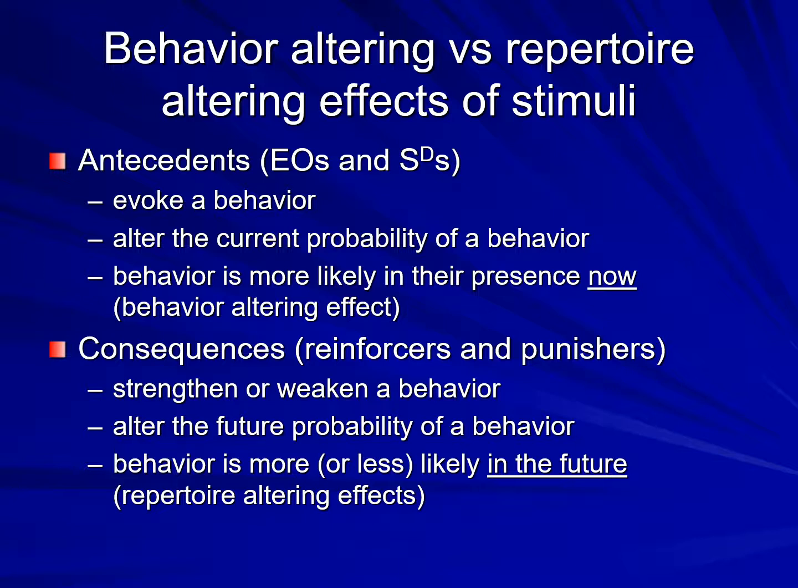Well, your repertoire is built by consequences. The behaviors that are successful in obtaining reinforcers get strengthened. Behaviors that are not successful in reinforcement, or are put on extinction, or behaviors that result in punishment, are weakened. So consequences alter the future probability of behavior. Establishing operations, especially, affect behavior right now, so they're different temporally. But consequences are really what drive behaviors.